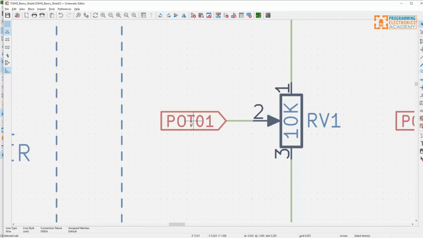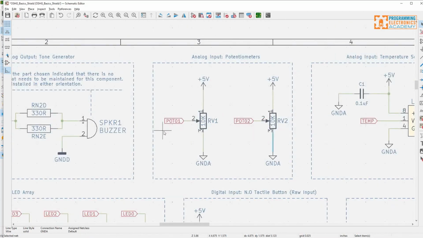I already know that's a potentiometer. So what's the deal with pot one? Because it already has a designator, right? It's got that RV1. That would be variable resistor one. Right. So the pot one thing is like a flag or something like that, telling me it's coming from somewhere, I'm assuming.